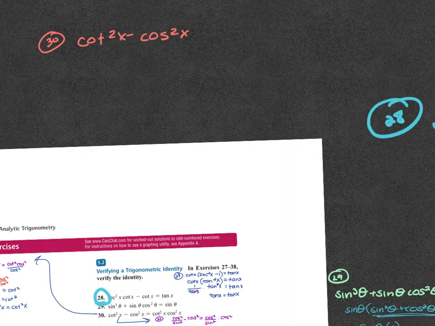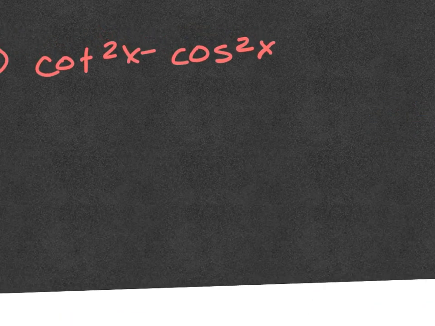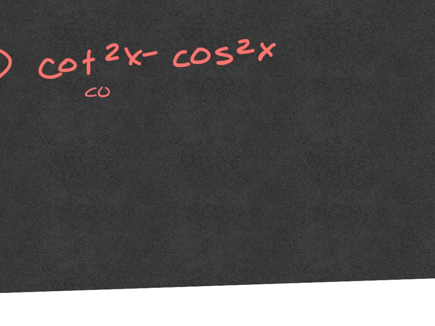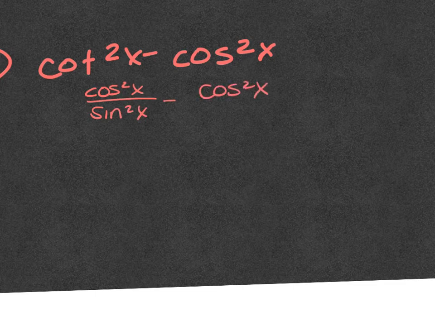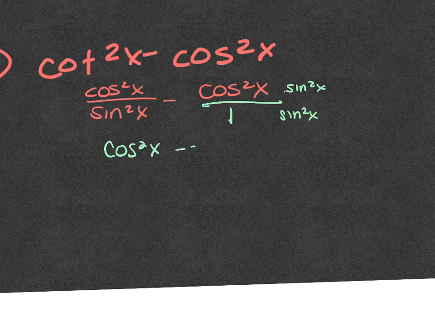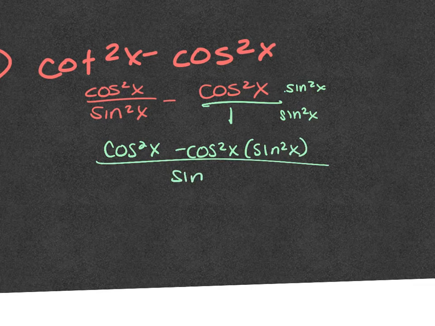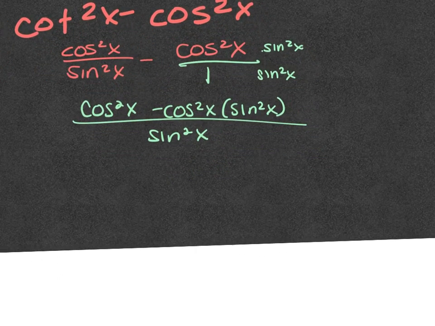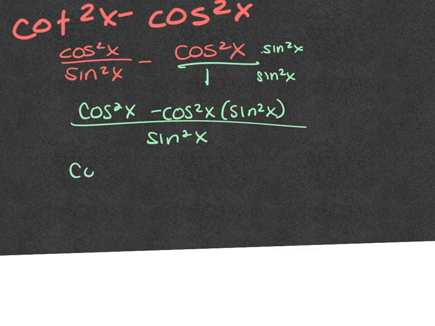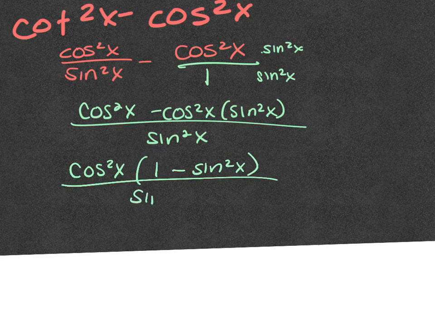So I'm going to pretend like the right side's not there because that's how it will be, okay? So the left side, cotangent squared x minus cosine squared x. Cotangent becomes cosine squared x over sine squared x minus cosine squared x. And then to give them one denominator, I'd have to multiply by sine squared x and sine squared x. So cosine squared x minus cosine squared x times sine squared x over sine squared x. Then I would take out the cosine. So cosine squared x, 1 minus sine squared x over sine squared x.